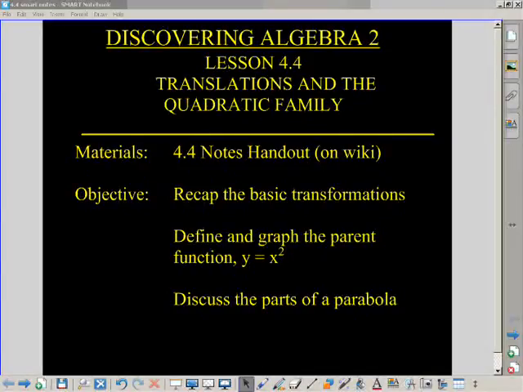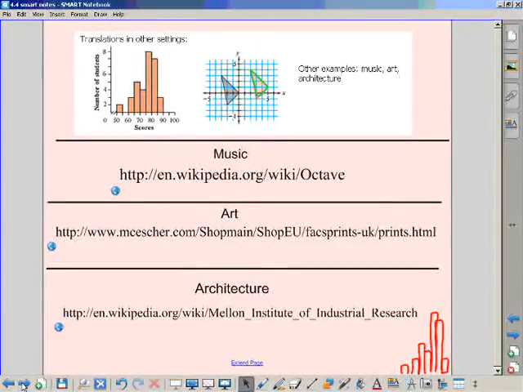So let's go ahead and talk about translations in the quadratic family. We're going to recap what these basic transformations are, talk a little bit about places you might see translations in math class and elsewhere, and then we'll talk specifically about the parent function y equals x squared and the parts of a parabola. On this slide, we have a couple of places where we might see translations in other settings.